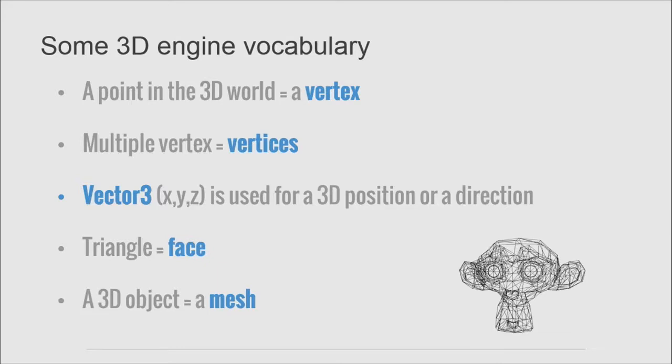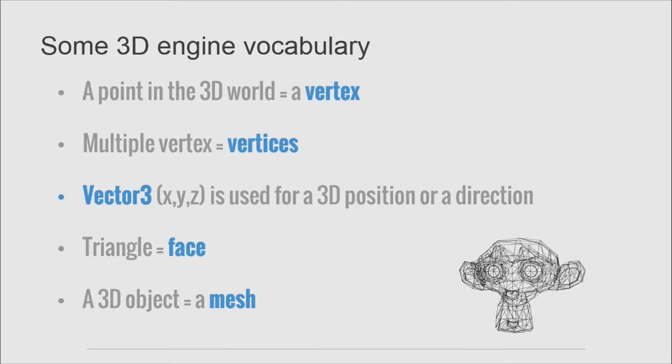And most of the time we're using what we name a vector 3, using the x, y, z coordinates to set a position in the 3D world or to set a direction. We are using the same type, which is sometimes a bit confusing for beginners, but the idea is you can set a point in the 3D world or you can set a direction using the same type.